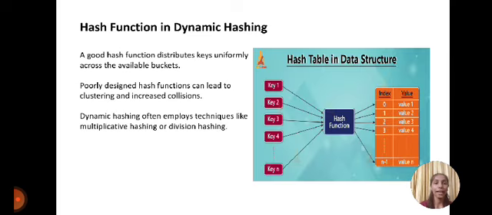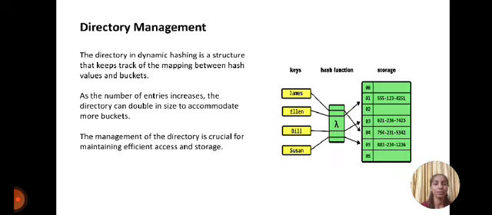Hash function in dynamic hashing. A good hash function distributes keys uniformly across the available buckets. A poorly designed hash function can lead to clustering and increased collisions. Dynamic hashing often employs techniques like multiplicative hashing or division hashing.